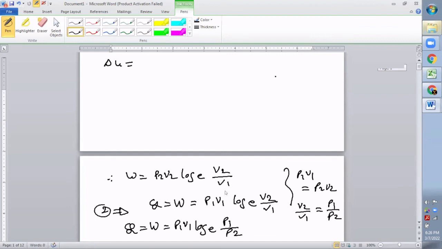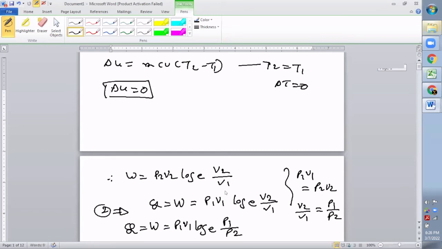And after mentioning Joule's law, you can write down del U is equal to mCV (T2 minus T1). As temperature T2 is equal to T1, del T is equal to 0. So we can say del U is equal to 0. So the change in internal energy is equal to 0 in case of the isothermal process.